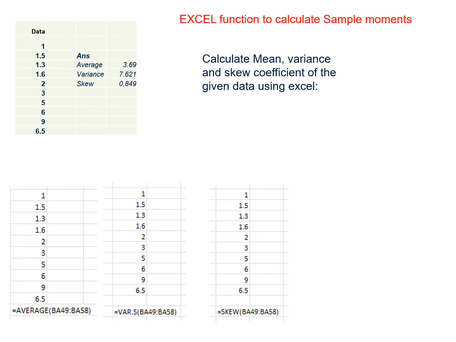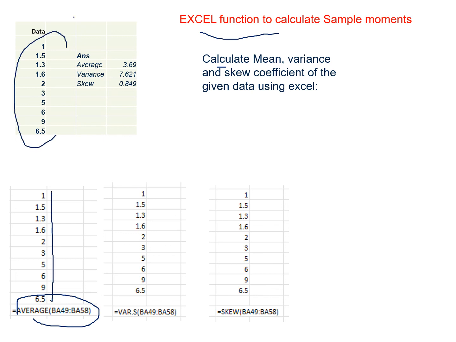Now there are Excel functions to calculate these. For example, if you want to calculate the mean, you use average. So this is the data, you have 1 to 6.5. These are the data, right? And you can use the Excel function average to calculate the average.